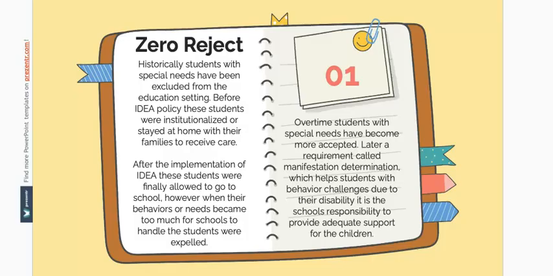But over time, students with special needs have become more accepted. Later, a requirement called manifestation determination, which helps students with behavior challenges due to their disabilities, says that the schools are responsible to provide adequate support for these children.